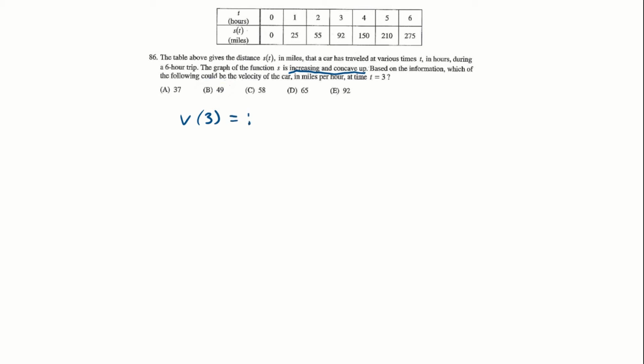So the velocity at 3 is equal to what? Well, we know that the derivative of the position function is equal to the velocity. So this would be really easy if I was given the position function. I'd just find the derivative of it and then plug in 3. But I am not given the position function. I'm only given values of the position function. That means I must approximate the derivative.